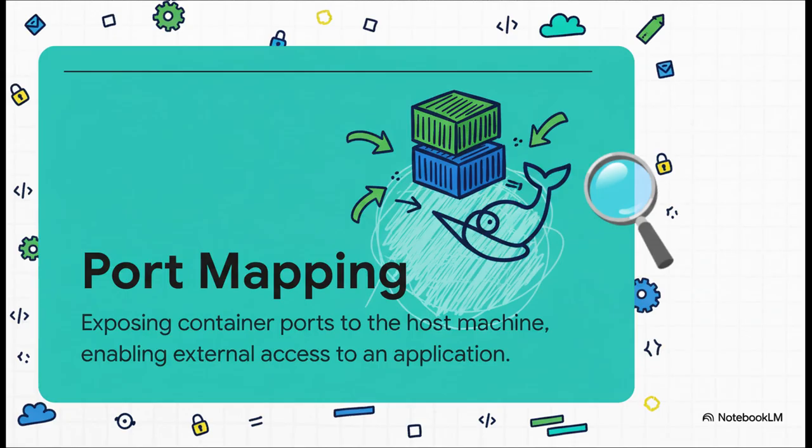The answer is something called port mapping. It's exactly like punching a window through the wall of that isolated container. You're basically saying, hey Docker, see this little door inside my container? I want you to connect it to this other door on my main computer. This creates a tunnel so traffic from the outside world can get to your application.